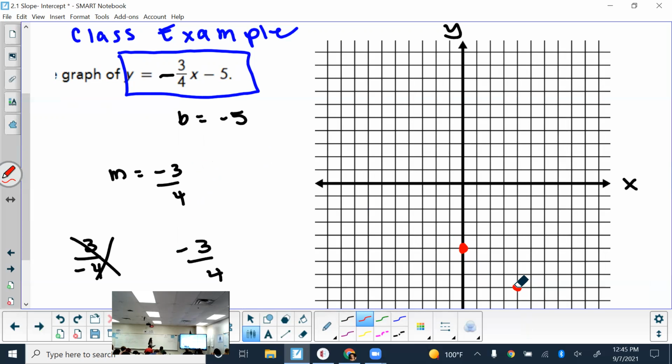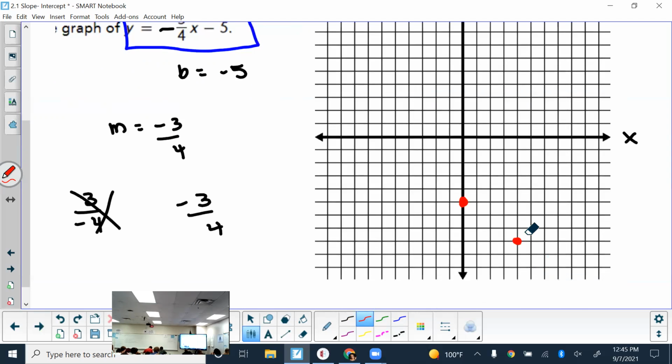All right. And then from that dot, go again down 3 to the right 4. And then connect the dots, draw your arrows. Sorry, it's hard to draw a straight line. All right, questions there?